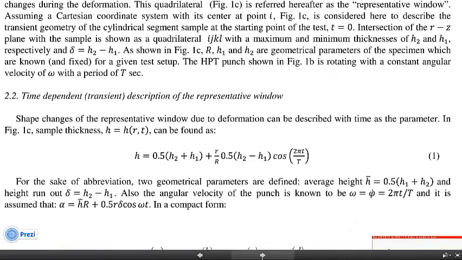So let's develop on this geometry. We can work out the typical height for a given radius and given time frame as a harmonic function.